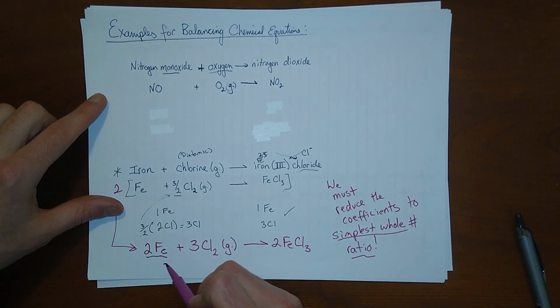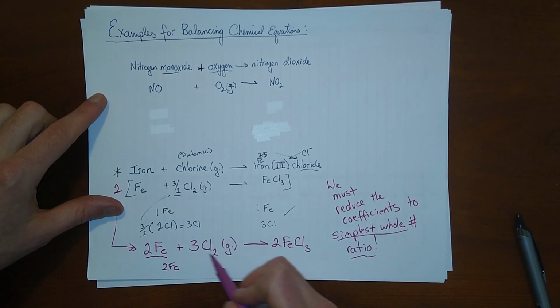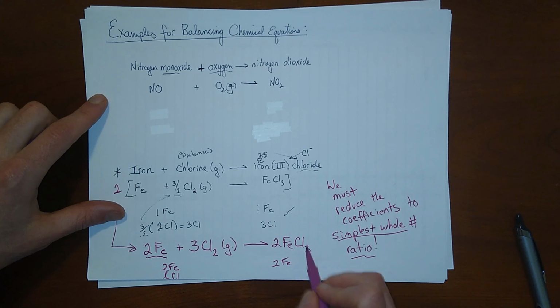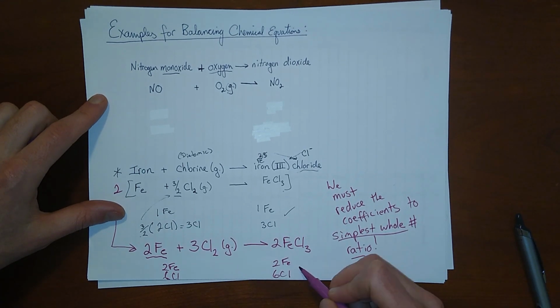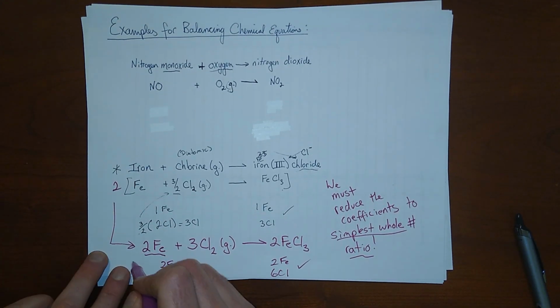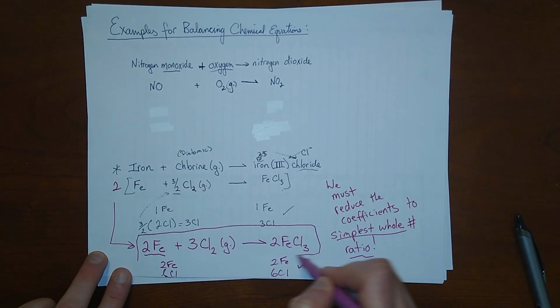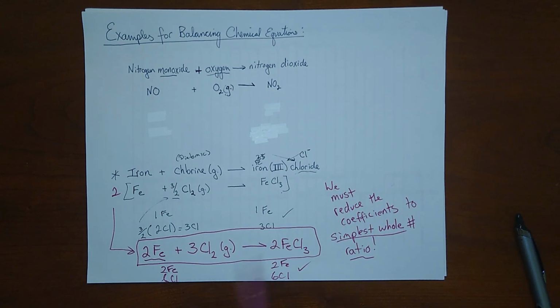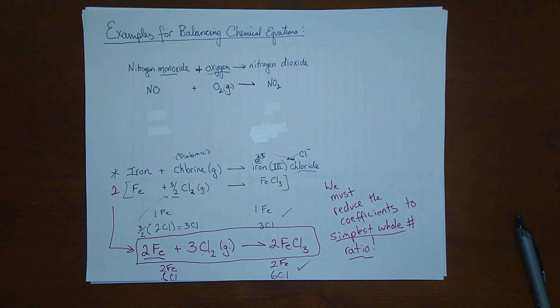So I have 2 irons here now. 6 chlorine, 3 times 2. 2 irons here, 6 chlorine, 2 times 3. Okay, so it's still balanced. All right, so this is the balanced final form of the chemical equation that actually describes the reaction. Okay, this reaction can only occur if I have 2 iron atoms, 3 diatomic chlorine atoms, and those will combine to give me 2 units of iron chloride.